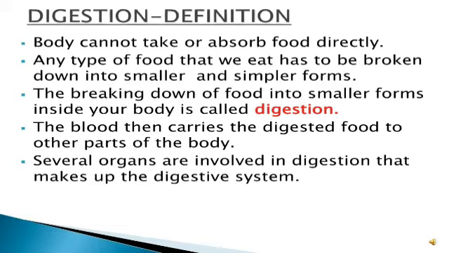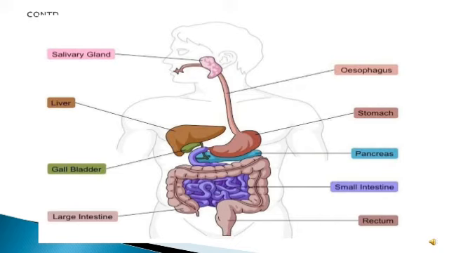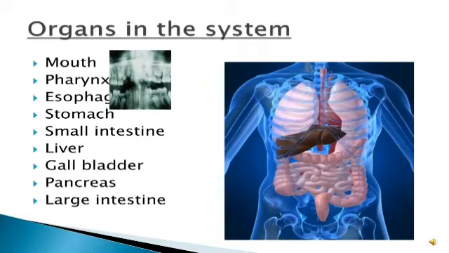The blood then carries the digested food to other parts of the body, and different organs are involved, which we can see in this diagram, such as the esophagus, stomach, pancreas, small intestine, rectum, gallbladder, large intestine, liver and salivary glands. So in short, the organs that are involved in the digestive system are the mouth, pharynx, esophagus, stomach, small intestine, liver, gallbladder, pancreas and large intestine, and these different organs have different functions according to the process of digestion.